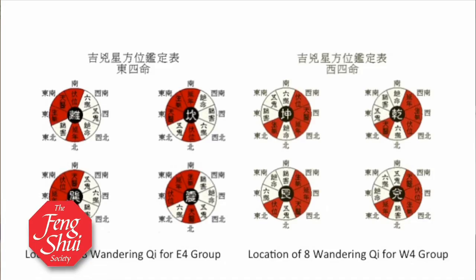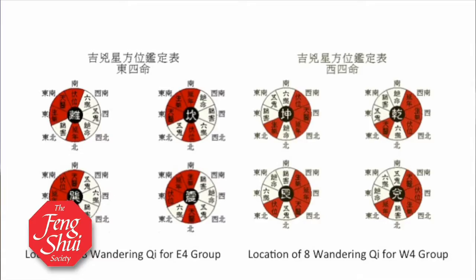And then the directions are divided into 2 groups, the East 4 group and the West 4 group. You can see the grouping in red, and with the normal traditional way of laying out the directions, the south is up at the top, right? So on the left you have the East 4 directions, and on the right you have the West 4 directions. The East 4 are east, southeast, north, and south, and the West 4 are west, southwest, northwest, and northeast.